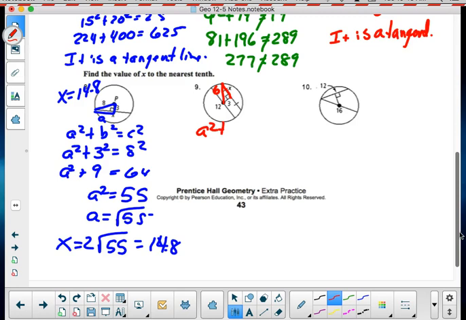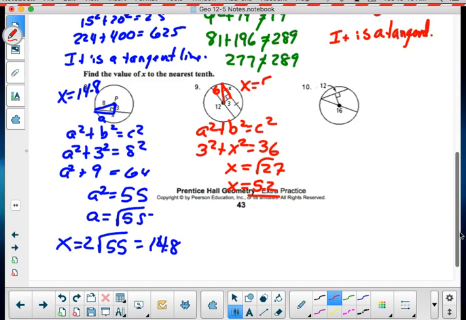And again, I'm going a squared plus b squared equals c squared. A is 3 squared, b squared is 36. I got 9 minus 36, which is 27. So the square root of 27 is x, and that comes out to be 5.2. Okay, so x is equal to 5.2.